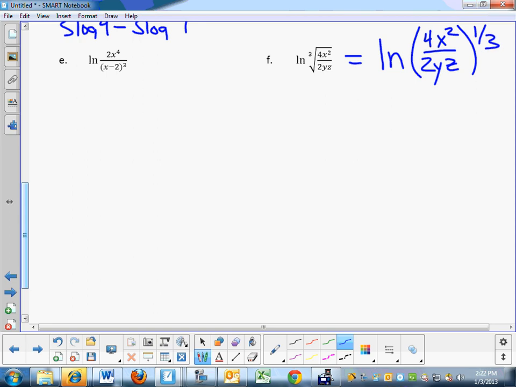All right. Natural log of 4x squared over 2yz to the 1/3 power. Before we even start, what's all the stuff you see? I got division here, so I'm going to separate that into subtraction. I got multiplication on top with a power. I've got multiplication on the bottom twice, and then I got a power on the outside. Oh my gosh. What do you want to do first? Let's do the 1/3.